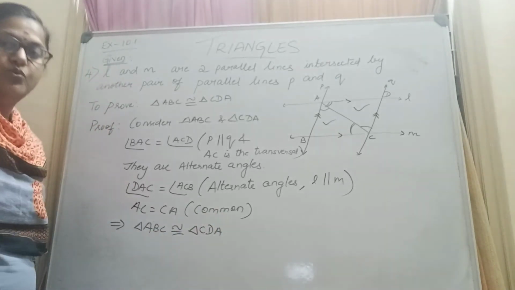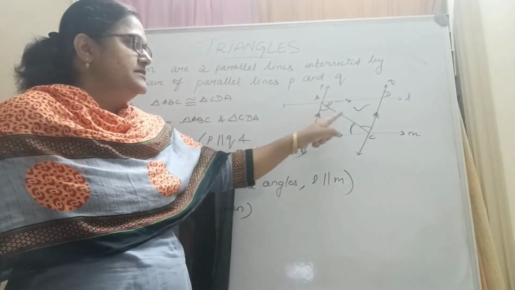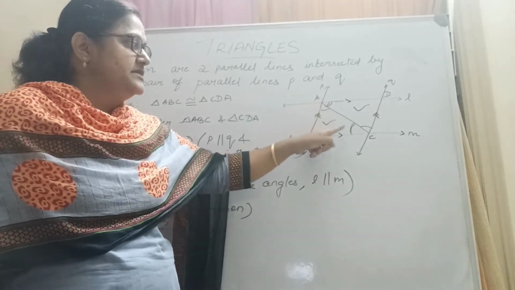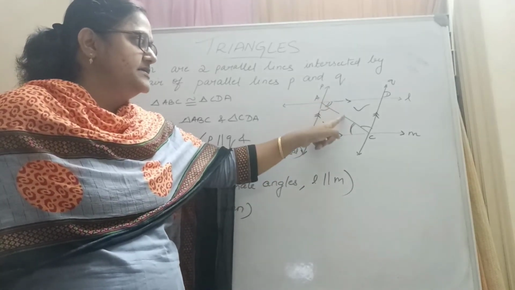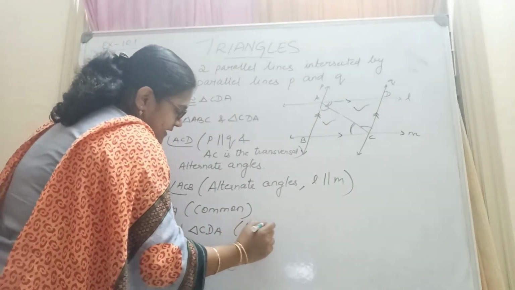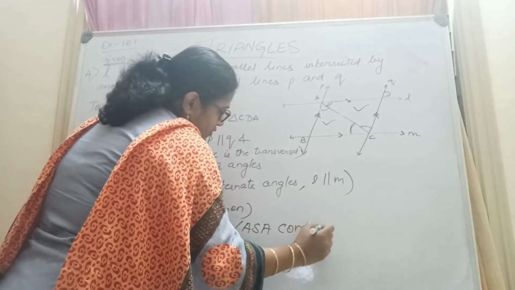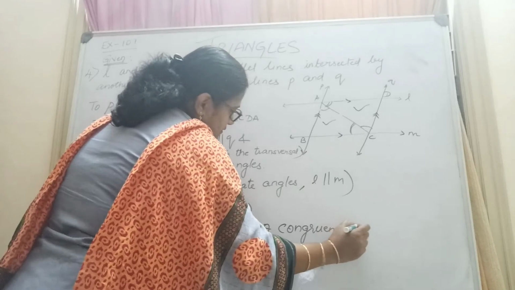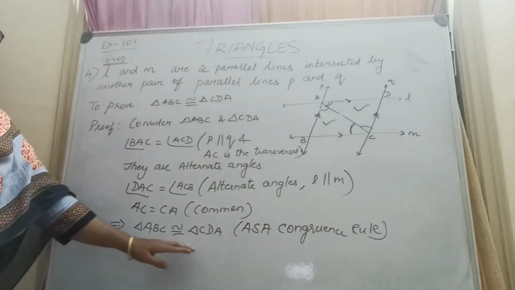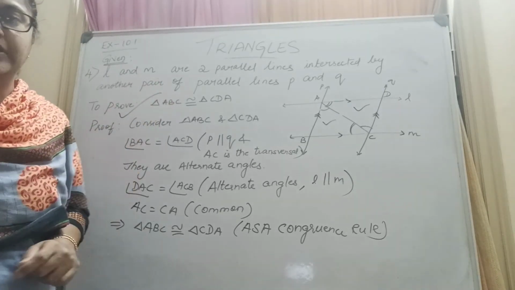Now which congruence rule has to be applied here? Here angle, side, angle. That is how I have taken into consideration, right? Angle, side, angle. So by the ASA, included side, congruence rule, both the triangles are congruent to each other, and that is what we are asked to prove.